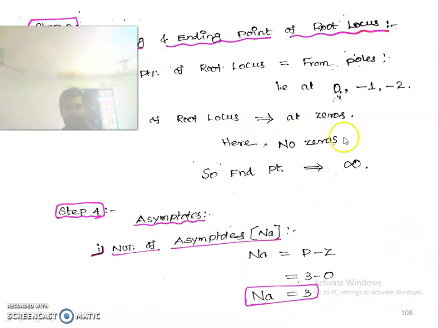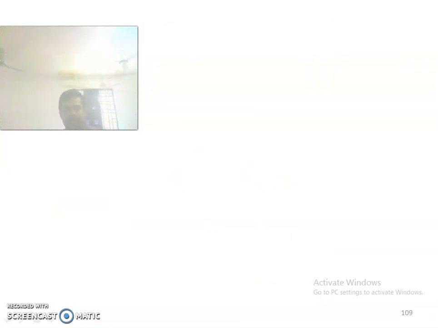The next step is to find the number of asymptotes. The number of asymptotes is equal to the number of poles minus the number of zeros. How many poles do you have here? 3 poles. And how many zeros? We do not have any zeros. So the number of asymptotes is equal to the number of poles, so Na is equal to 3.